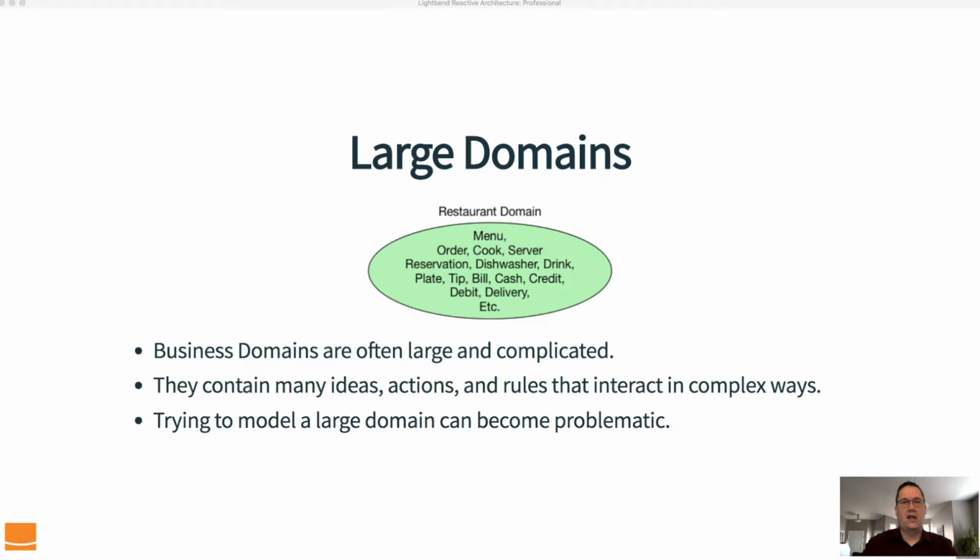So if we look at our restaurant domain, you might initially think, restaurant's pretty simple. You've got servers, you've got cooks, you've got these different people in the restaurant. That's not that hard. But when you actually start digging into it, you realize there's a lot of objects that are involved here. You've got menus, you've got orders, cooks, servers, reservations, you've got dishwashers, drinks, plates, tips, bills, cash, credit, debit, delivery. And this goes on and on and on. That's not even talking about things like inventory management or any of these other complexities, your payroll, all of those types of things. So obviously this can get really big really fast. And so if we were to try to model this all as one domain, it would get pretty muddled.